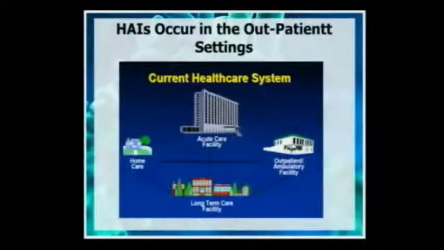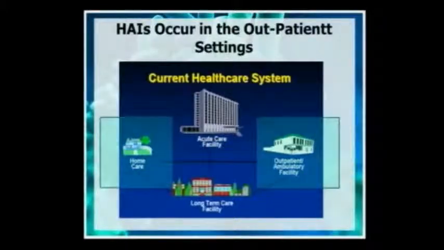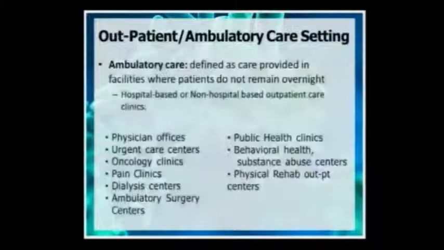So, as I said before, HAIs do occur in the outpatient settings. We just don't really know a whole lot about that burden, but I will tell you what we do know. We know that ambulatory care is defined as care where patients do not remain overnight. So they can be hospital-based or non-hospital-based outpatient clinics. And here's a list of some of the areas where people do receive health care outside of a hospital setting.